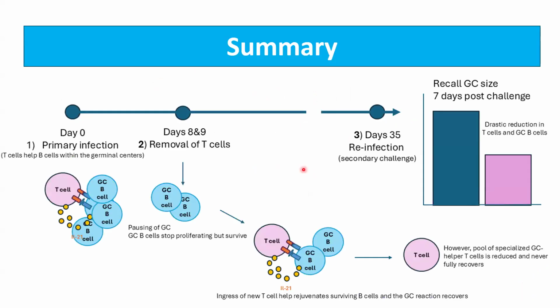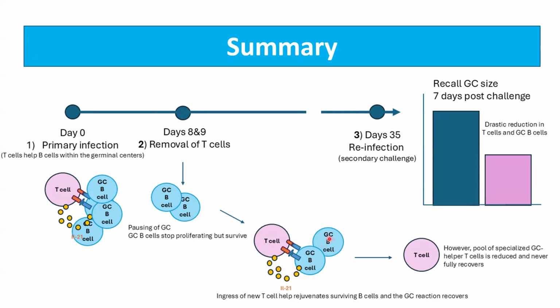So I'm going to summarize the work here. What we were looking at was how the germinal center is affected when you take TFH cells away. What we've done is allow a germinal center to form and then to delete the TFH cells at the peak of that germinal center. What we see is a pausing of the germinal center B cells at this time. So they remain there, they seem to survive, but they stop proliferating until we get an influx of fresh TFH cells coming into that germinal center.